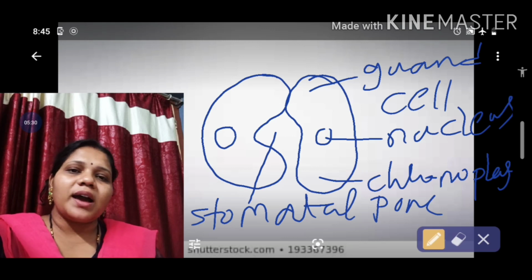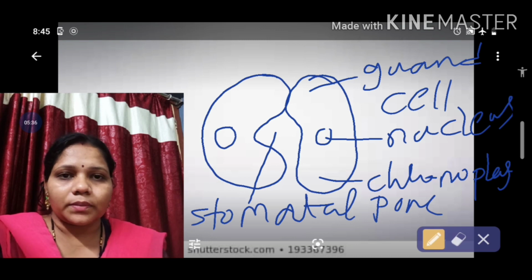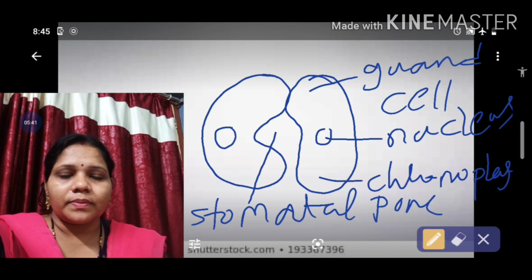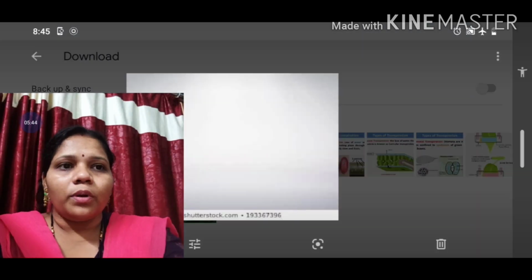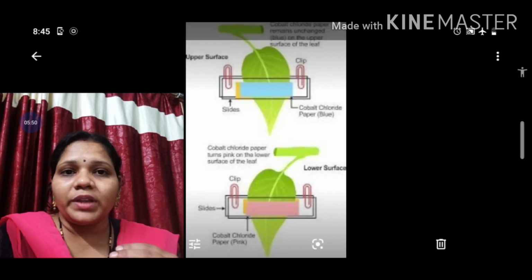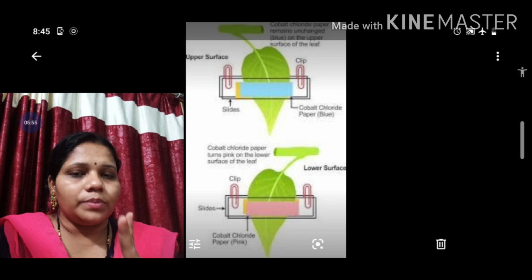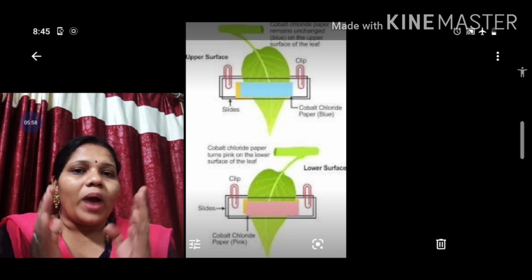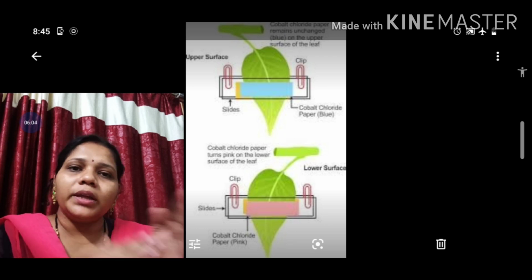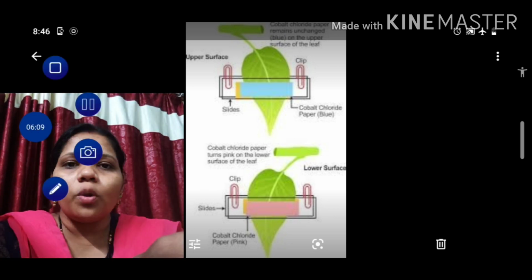Generally, the stomata are present on the surface of the leaves, mainly on the dorsal surface of the leaves. To prove that the stomata are generally present on the lower surface of the leaves, we will take two leaves and two cobalt chloride papers. In one leaf, on the upper surface, we will place the cobalt chloride paper, and in the other leaf, on the lower or dorsal surface, we will place the cobalt chloride paper.